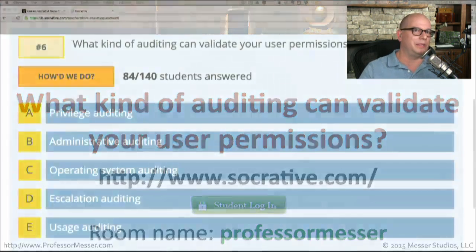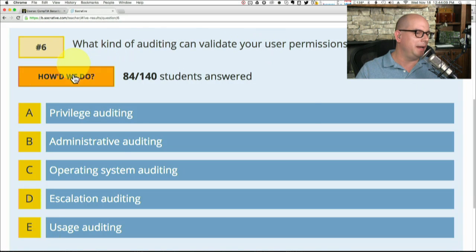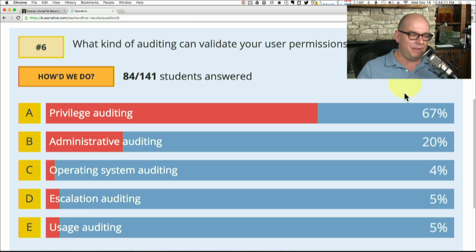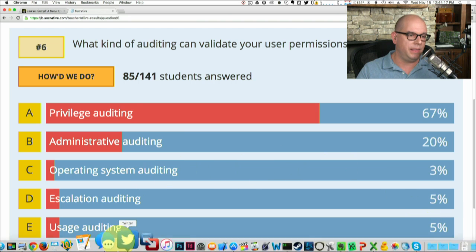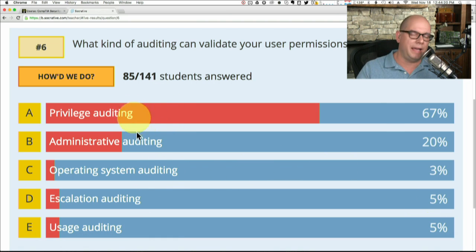Let's see how we did with this one and what we think the right answer is. 67% said privilege auditing, 20% said administrative auditing, and then we got single digits for everything else. So it's probably between A and B, I think. That's probably the best place to go with those two, but clearly 68%, the vast majority, or at least a large majority, said privilege auditing is the answer for this one.